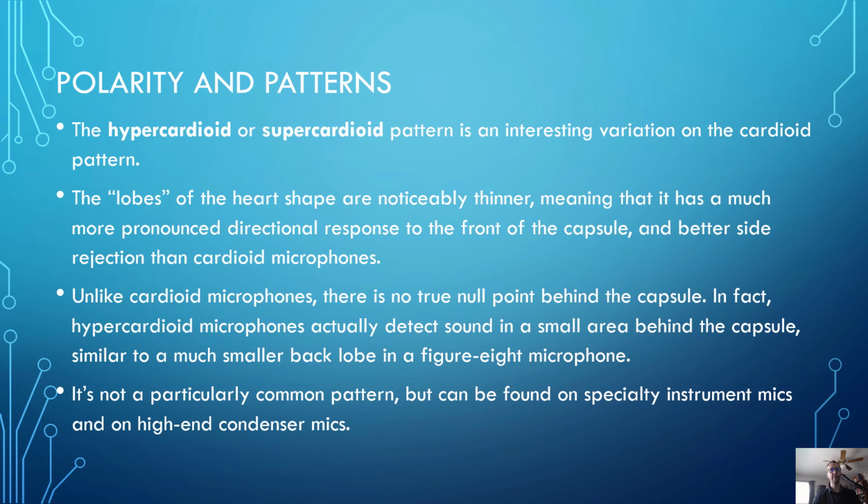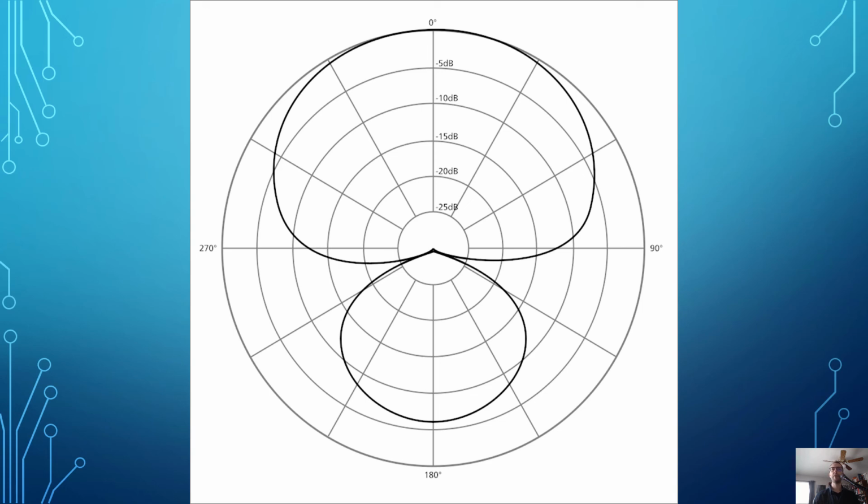It's not a particularly common pattern, although I am, in fact, using a hypercardioid pattern on this mic that I'm recording with. And it can especially be found on specialty instrument mics, like the DPA 4099, which is a favorite mic of mine to use on guitars, mandolin, ukulele, trumpet, saxophone. They are great mics for that purpose. You can also find this on higher-end condenser microphones as a switchable option. And that's a picture of it.